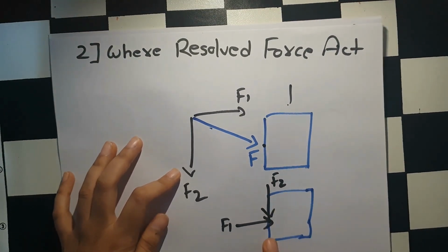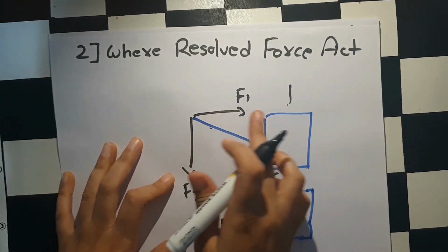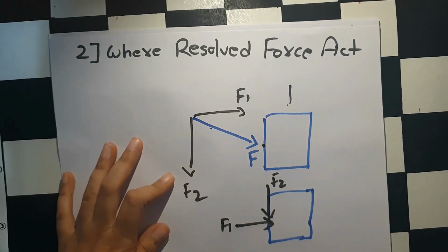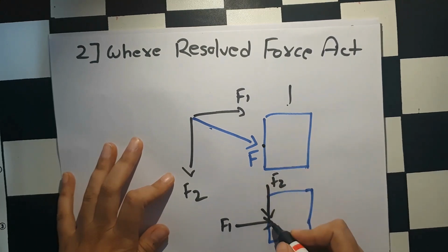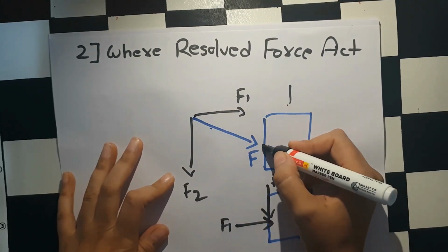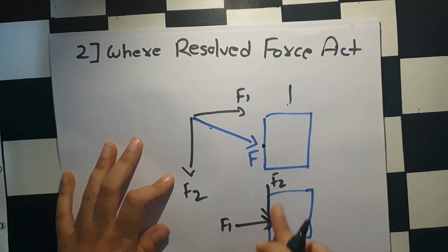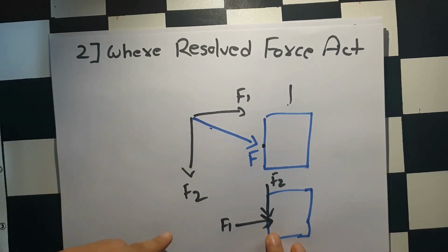This is very, very important. Just resolving in these directions doesn't mean that it is acting in this direction. It is acting at this point, where these components are actually acting, at the origin point where this original force was acting. At this same point, both these components are actually acting, F1 and F2, and this is very important to know.